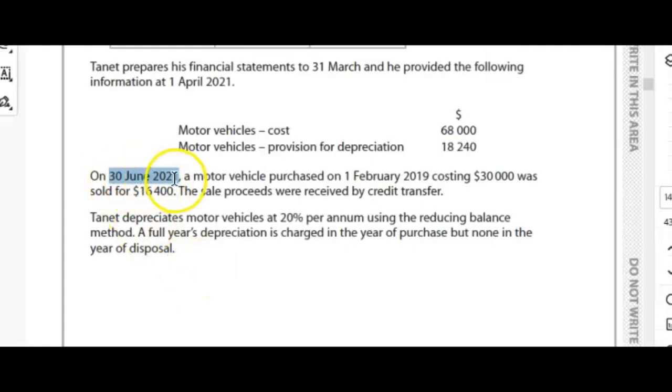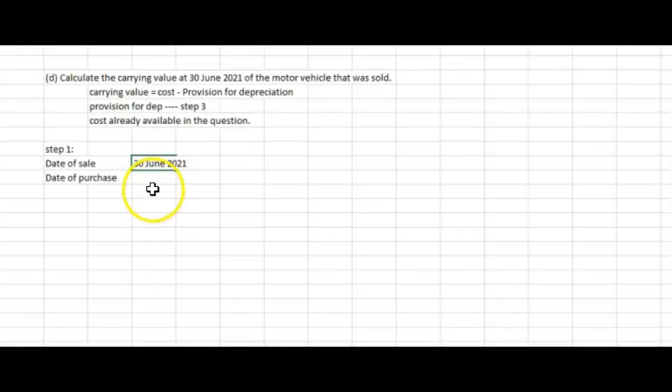and work our way until we find the carrying value. So we start with step 1, where we write down the date of sale, date of purchase, and the values of sale and purchase. The date of sale of this question is 30th June 2021. The date of purchase is 1 February 2019. The sale value is $16,400 and the cost of the vehicle sold is $30,000.